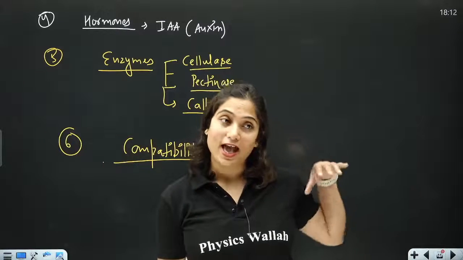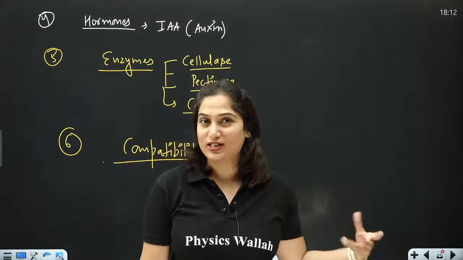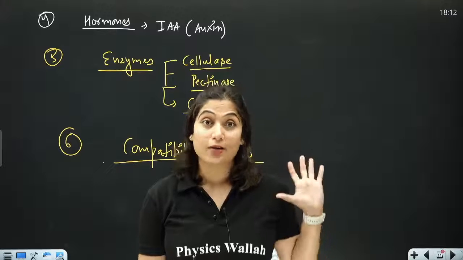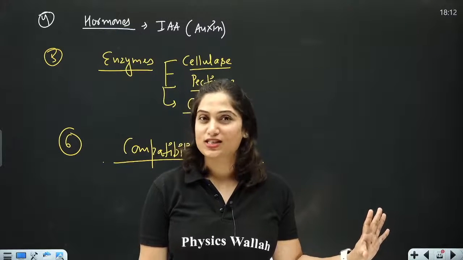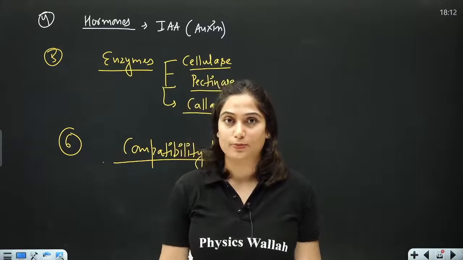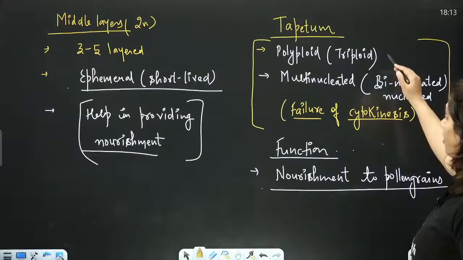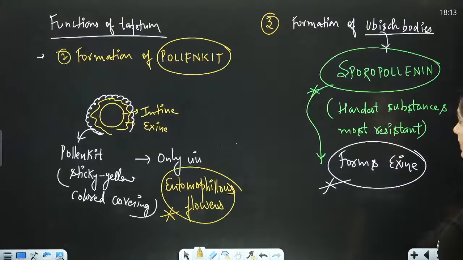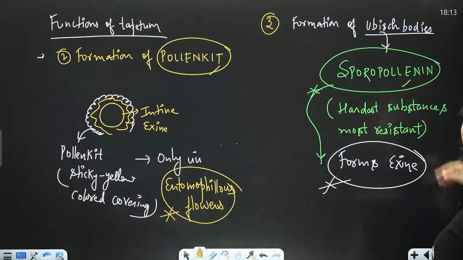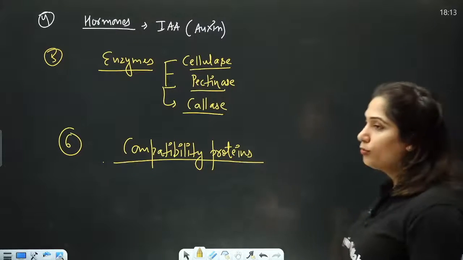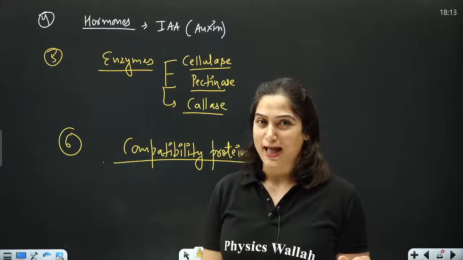That means the pollen carries the compatibility proteins with it, and when it lands on the stigma, it convinces the stigma that yes, I am a member of your species, please allow me to form the pollen tube. So it convinces the stigma with the help of these compatibility proteins. Okay, so these are the major functions of the tapetum. Nourishment to pollen grains. Then it forms the pollenkitt in entomophilous flowers, then formation of sporopollenin, then hormones, enzymes and compatibility proteins. So this is about the anther wall.